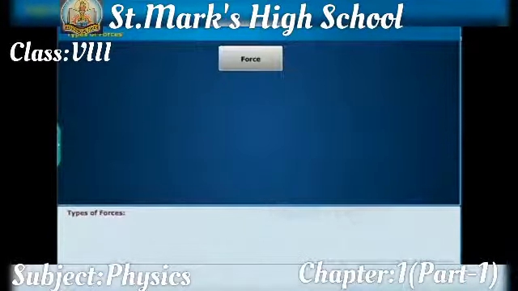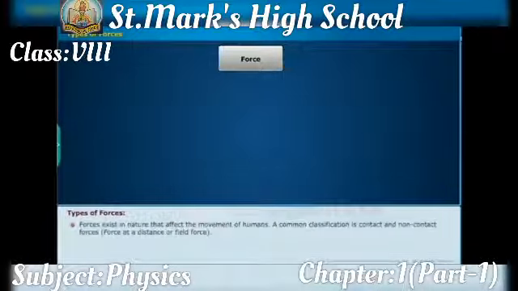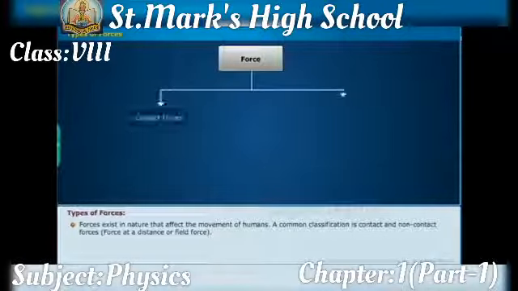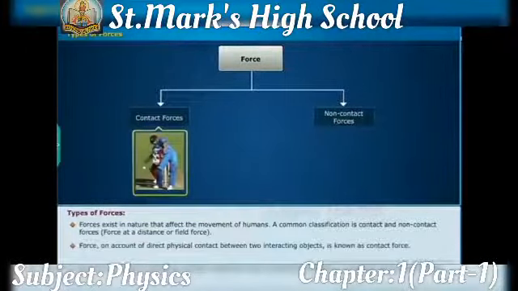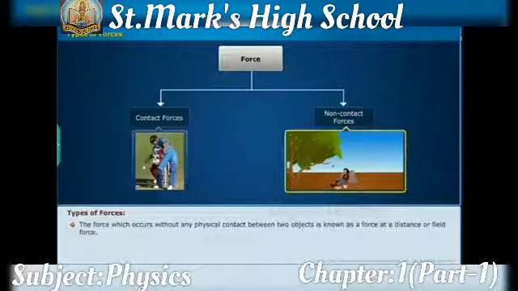Let us know about the types of forces. Forces exist in nature that affect the movement of humans. A common classification is contact and non-contact forces, also called force at a distance or field force. Force on account of direct physical contact between two interacting objects is known as contact force. The force which occurs without any physical contact between two objects is known as a force at a distance or field force.